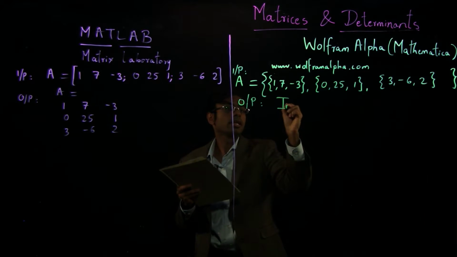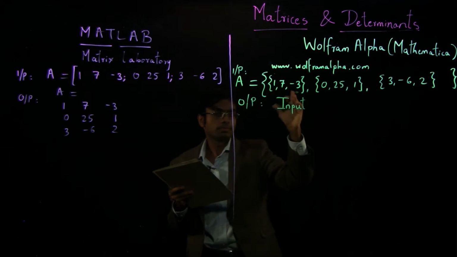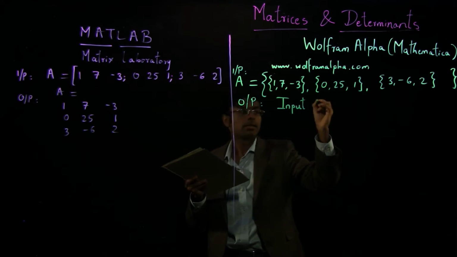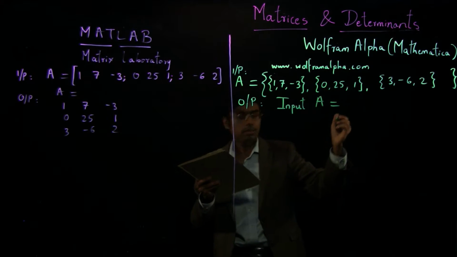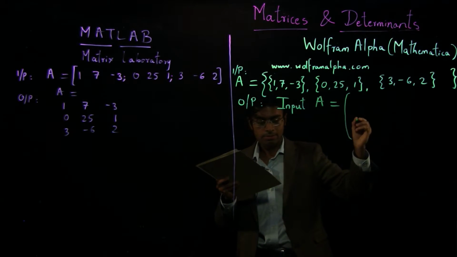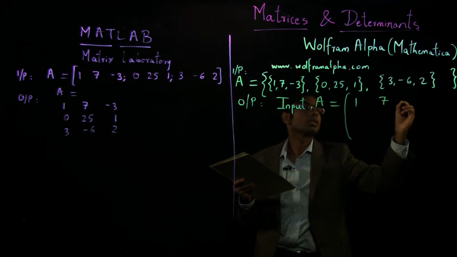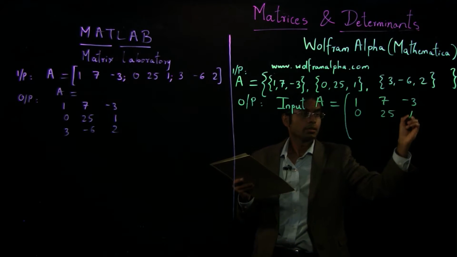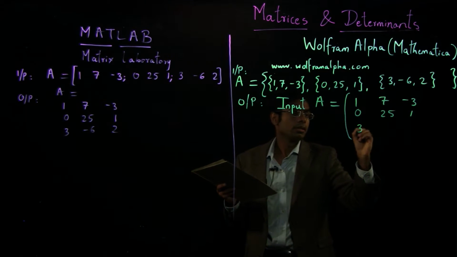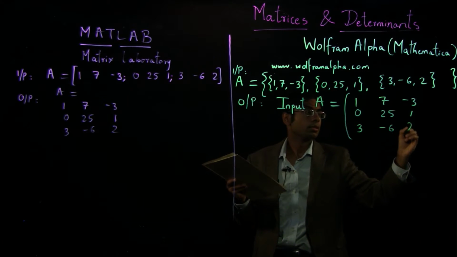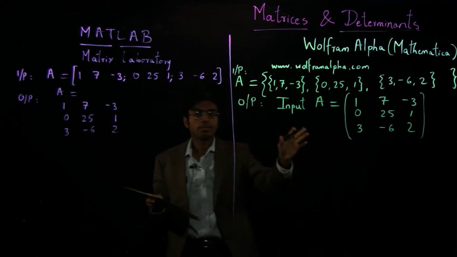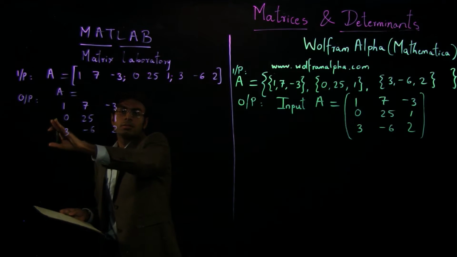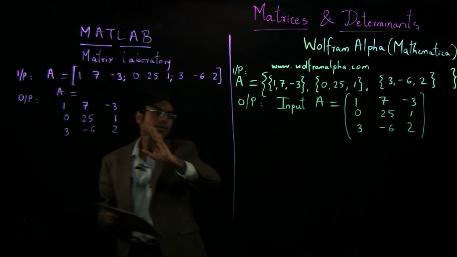First of all, it was able to recognize and understand, or the machine could parse your input, and it gave this input A equals, in nice fancy brackets, in this form. So 1, 7, minus 3, 0, 25, 1, 3, minus 6, 2. Now the fun begins. So when you put this into Matlab, it just spit out whatever you had input as a matrix, and that's it.